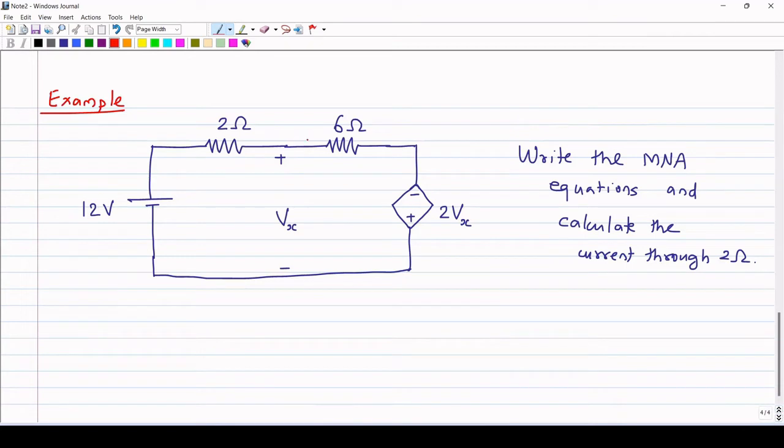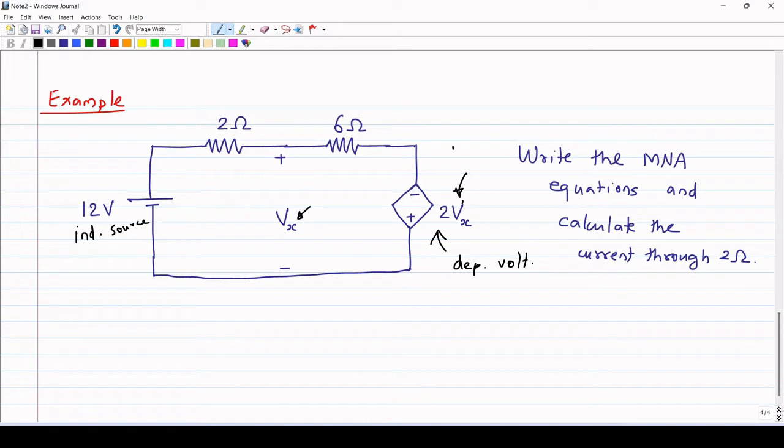So this is a very simple example to illustrate the concept. Here we have an independent voltage source, and here we have a dependent voltage source. The magnitude of this dependent voltage source depends on Vx. Vx is another voltage in the network.